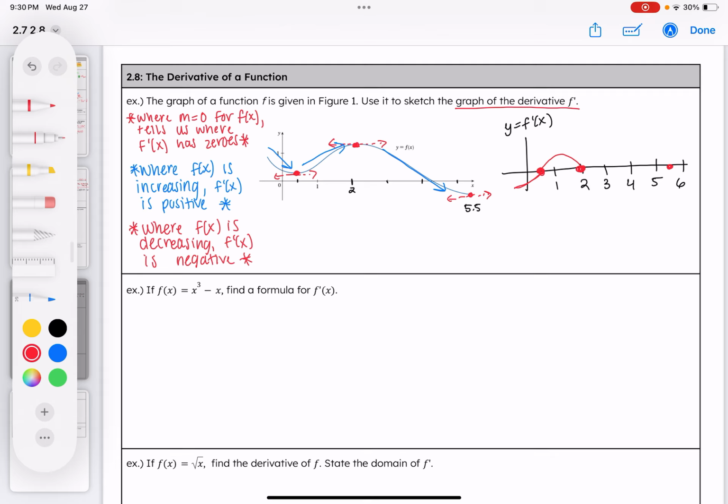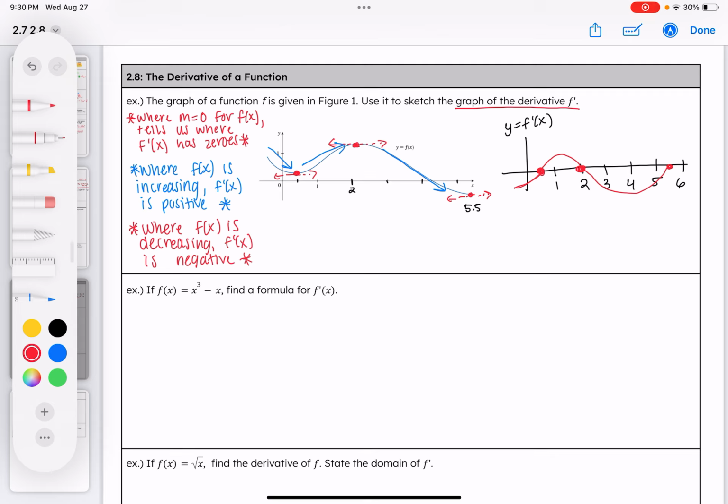Okay, then I know that it's increasing in between that 1/2 and 2, which means I'm positive, and then at some point I'm going to turn back around because I see that I have that slope of my tangent line is 0. So I need to get back to my x-axis, and then in between that 2 and 5.5, I see that I'm decreasing, which means I am going to have my graph be negative. And then that's all we need to know for that first example in 2.8.